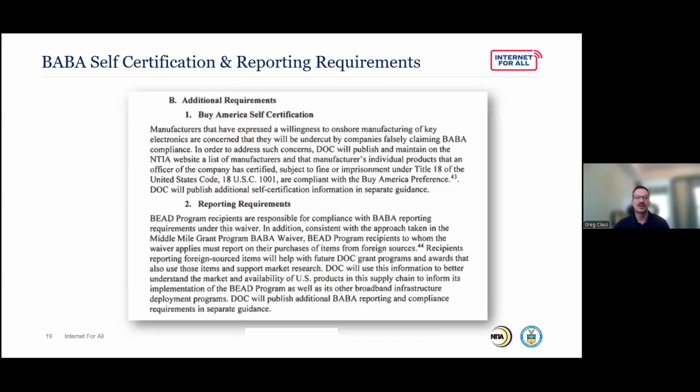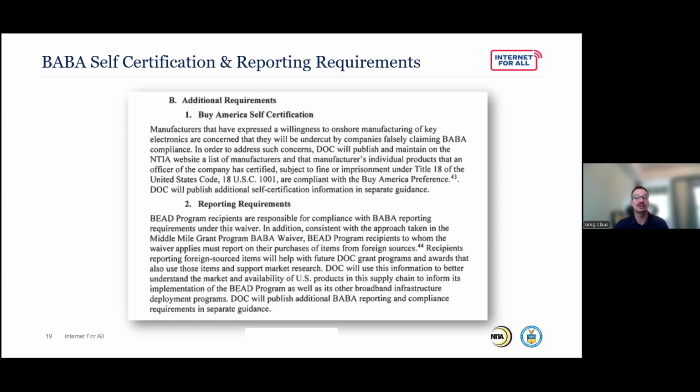So, BABA self-certification and reporting requirements. As subgrantees, you will have to report where you purchase all of your materials from, but there's also how do you make sure that you're purchasing BABA compliant materials? Well, that's the self-certification. So companies will self-certify that their products are BEAD compliant, and BEAD BABA compliant specifically. Manufacturers need to represent to the subgrantee that their equipment complies with this BABA waiver.